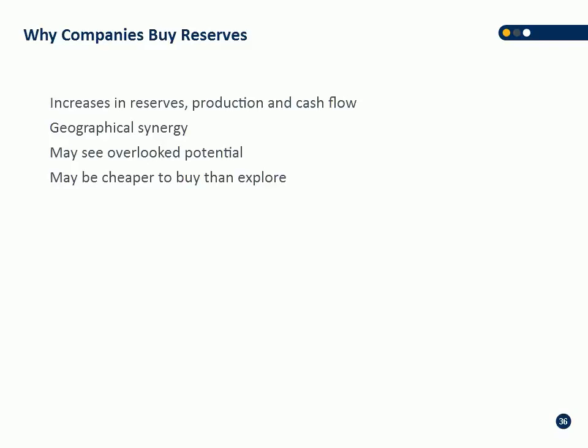So why do they do it? To increase their reserves, production, and cash flow, and for geographical synergy. Recently, a few of the super majors have started to divest their Canadian assets, trying to focus on other areas of the world. So companies are constantly evaluating their oil and gas portfolios, and they're often buying and selling oil and gas assets to facilitate that. Like I was talking about, they may see overlooked potential.